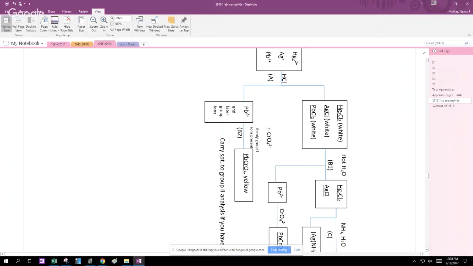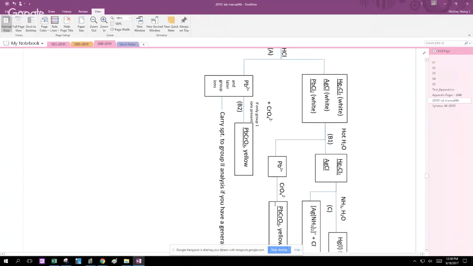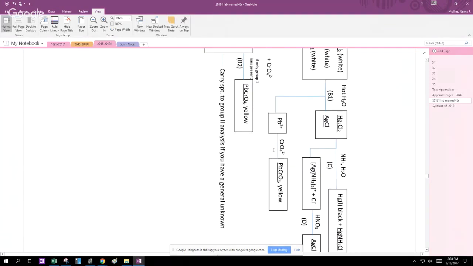If we only have group 1 ions, then add the chromate, because it's possible that none of your lead precipitated because we're in Florida and it's hot. And so it may be that our mixture was just too hot to precipitate very well. So if it did precipitate, adding the hot water should get it to redissolve. And then we can, again, add some chromate to it. If it precipitates, then you know you had lead.